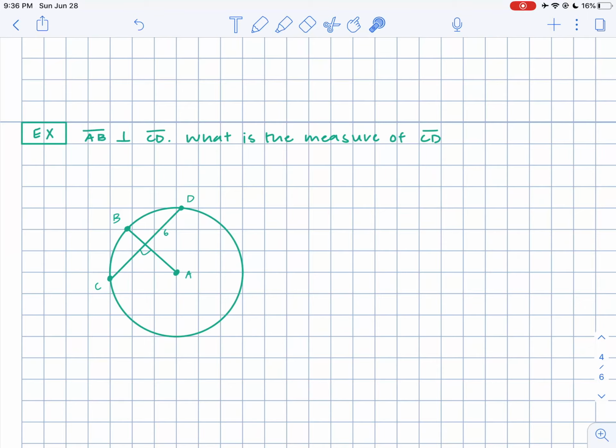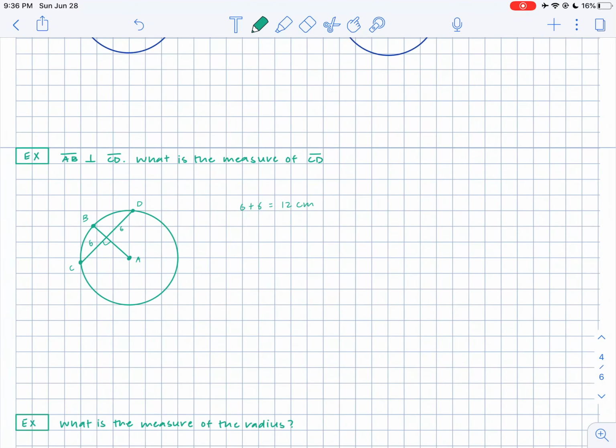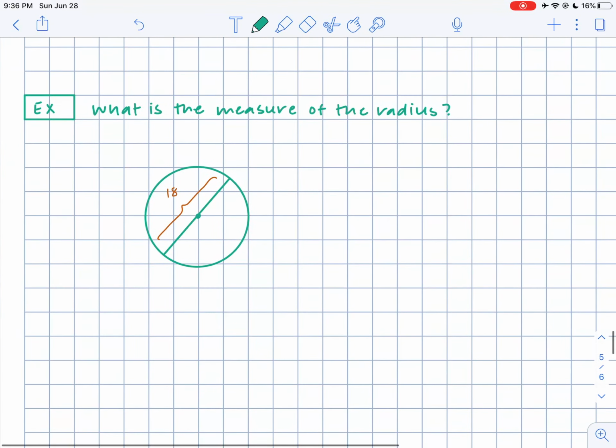Well, according to the perpendicular radii rule, if the radius is perpendicular to the chord, then it will bisect the chord into two equal parts. So since we know that one part is 6, we know that the other part has to be 6 because it is in two equal parts. So what is the measure of CD? It's just 6 plus 6 equals 12, and let's just say centimeters. So the measure of CD is 12 centimeters. Let's look at another example.